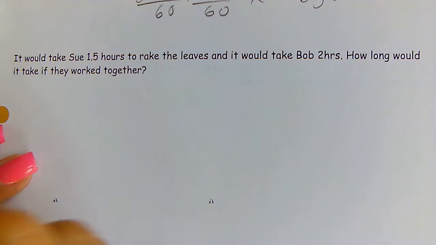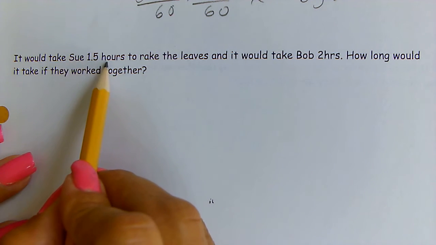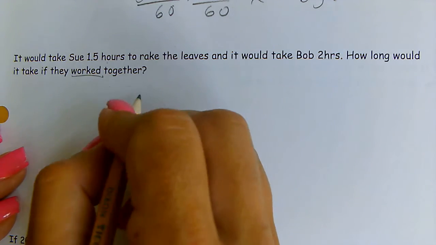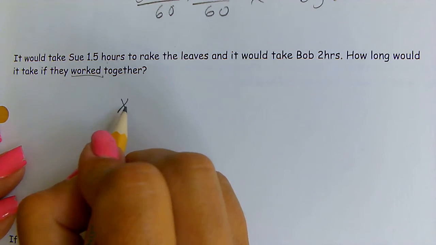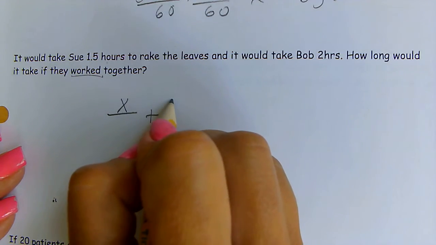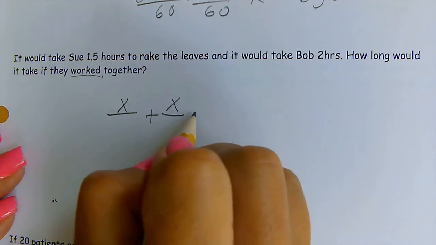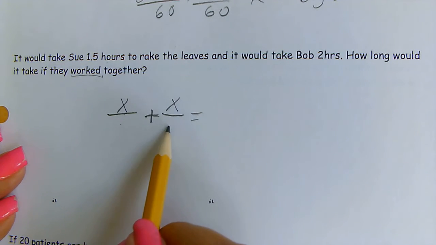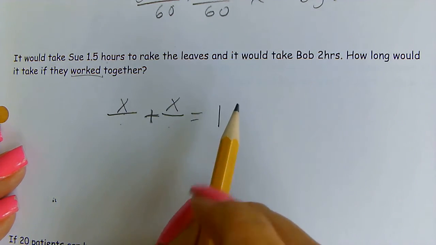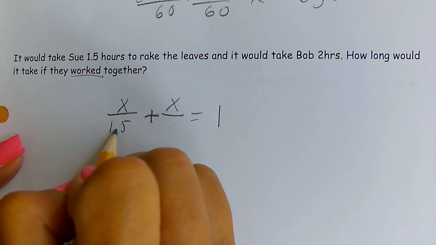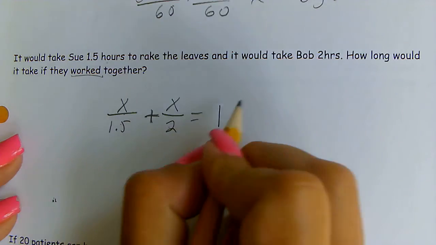Okay, it would take Sue 1.5 hours to rake the leaves. It would take Bob 2 hours. How long would it take if they worked together? A work problem is a formula. Two people work together at different rates to complete one whole job. So this is the formula, and then you just put their different rates here.